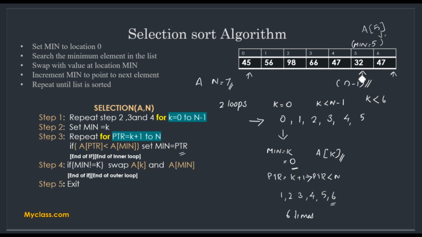Here we have found the actual minimum value, so that is not equal to our assumed minimum value. So we are interchanging. We got that our minimum value is 32. Then we are swapping with the very first value because we are starting from K equal to 0. Next we are again doing the same thing when K equal to 1. So we are checking with the 56, 98. We are checking up to 98 to 47. So this process we are repeating until the list is sorted. That is the working of selection sort.